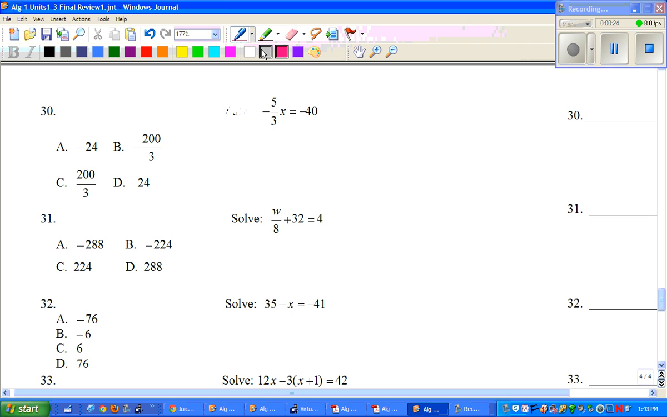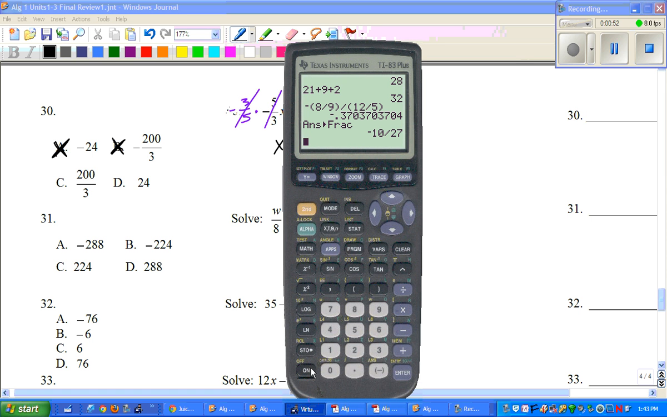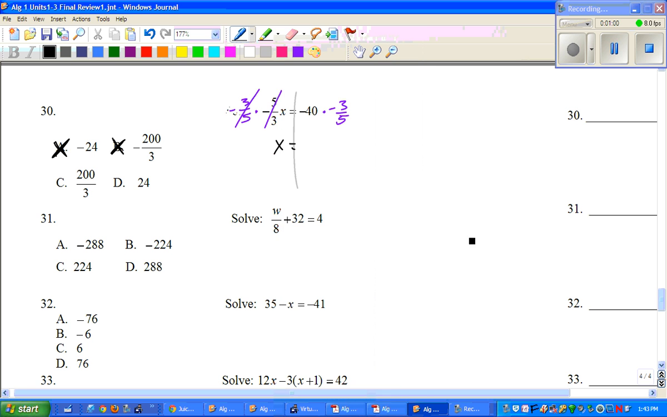Now, what we're doing here, we got to solve for x. So when we have those fractions right there, we need to multiply by the reciprocal. Okay, so those cancel out. X equals, now you might not know how to do that in your head real quick, but you should know that a negative times a negative is a positive. So right away you can cross out A and B. On your calculators, we're going to do 40 times 3 divided by 5. We don't really need the negatives because we know what the answer is. It's going to be positive. And then we get 24.